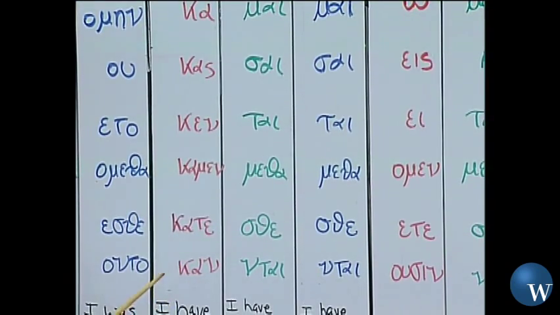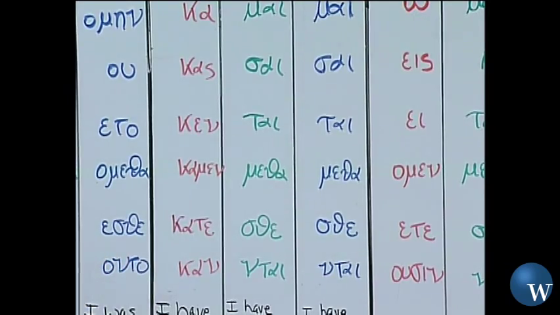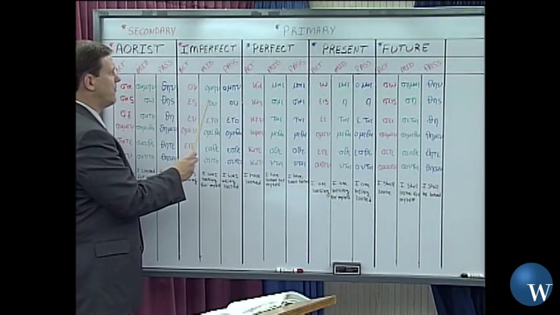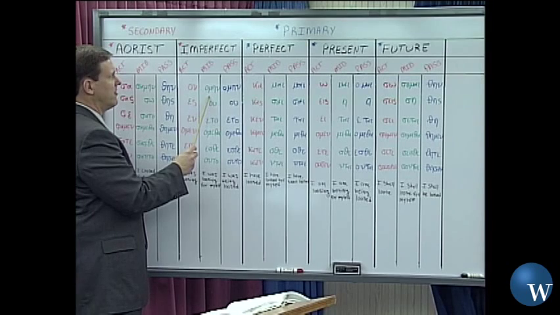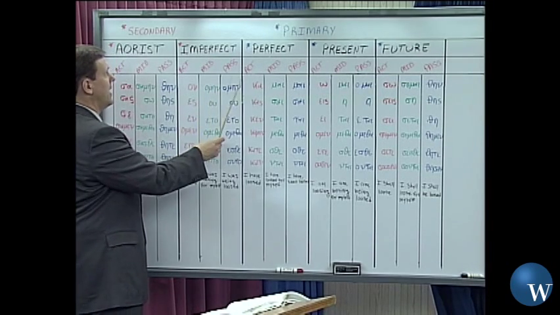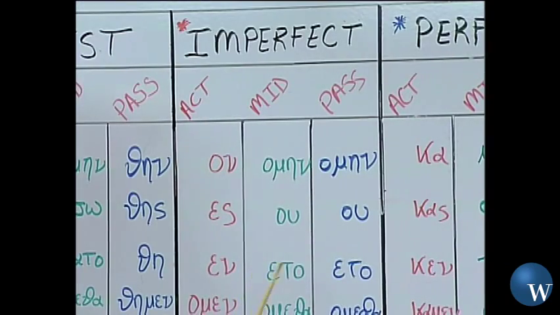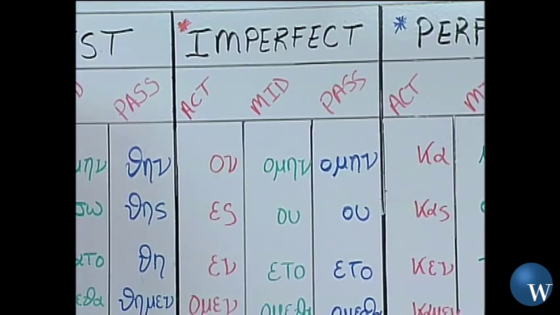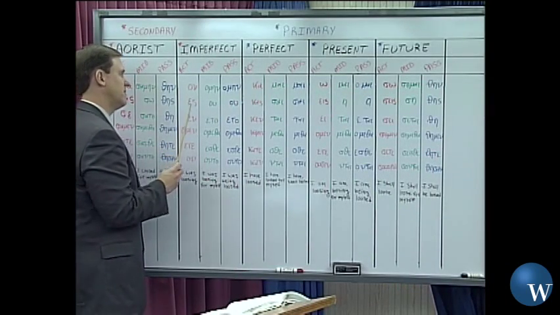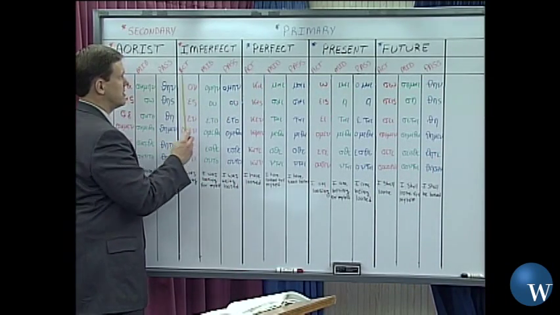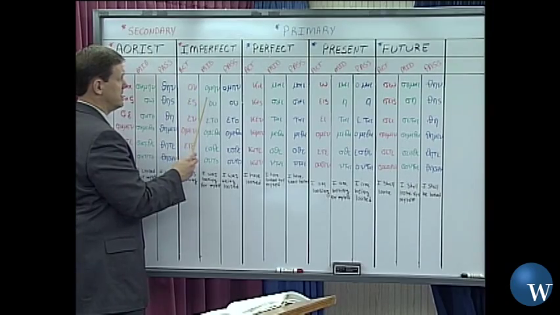Okay? So now let's go to the imperfect and notice the forms for the middle and passive of the imperfect. And we're coming back now to what are known as the secondary tenses. I didn't put up the pluperfect there because it is so rare. We have talked about it in the past, and just for the sake of our discussion here, we're just going to focus on these tenses.